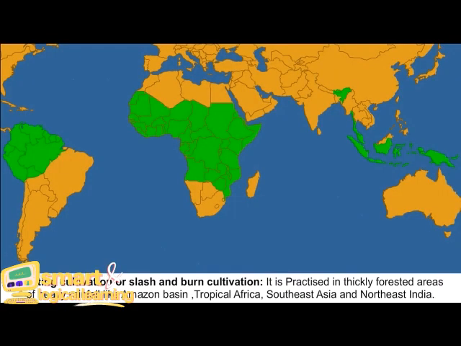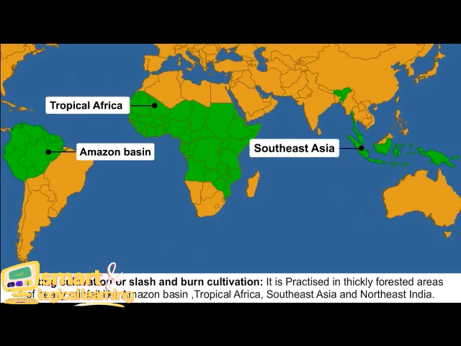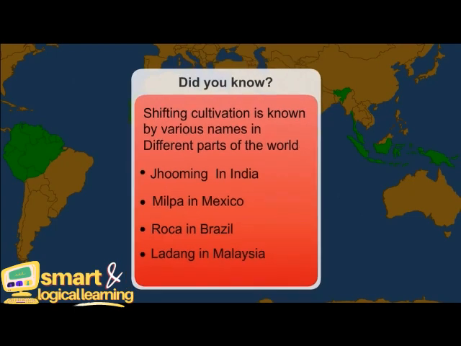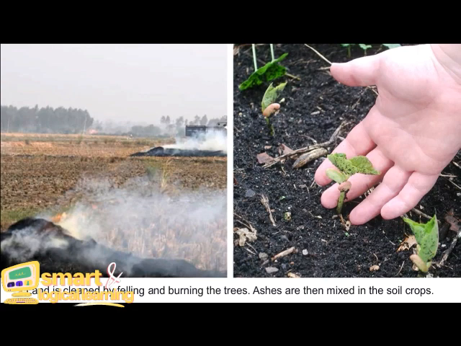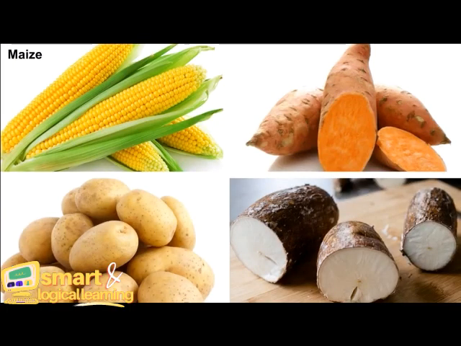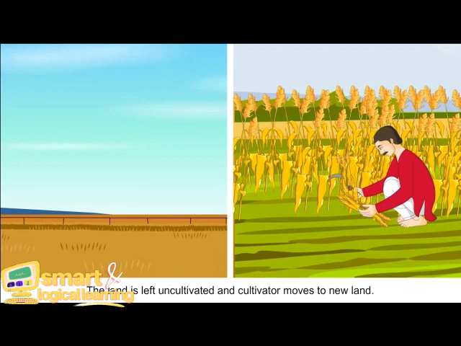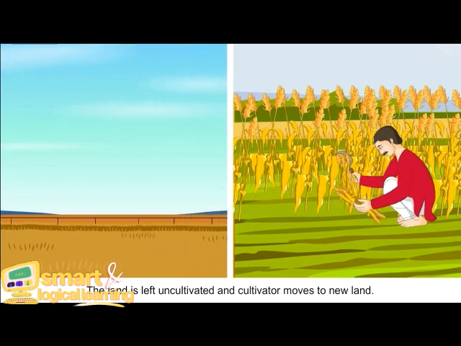Shifting cultivation or slash and burn cultivation. It is practiced in thickly forested areas of heavy rainfall like Amazon Basin, tropical Africa, Southeast Asia and Northeast India. Land is cleaned by felling and burning the trees. Ashes are then mixed in the soil. Crops like maize, yam, potatoes and cassava are grown until the soil loses its fertility. The land is left uncultivated and cultivator moves to new land.